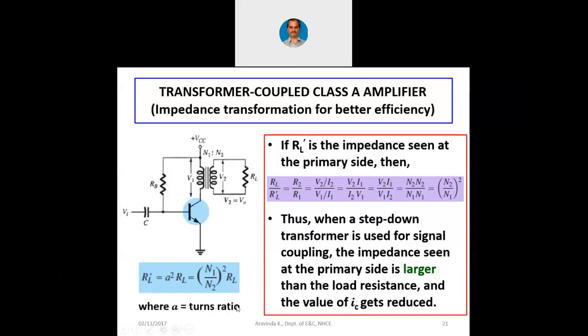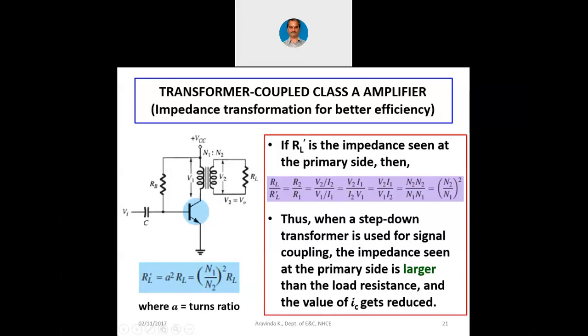When alpha is N1 by N2, we generally say turns ratio 1:10 means 1 by 10. 1:10 means primary side 1 turn, secondary side 10 turns. So here 1:10 is nothing but 1 by 10. In the same way, N1 by N2 is N1:N2, so that way N1 by N2 is the turns ratio. We know that RL dash is N1 by N2 whole squared into RL, or alpha squared into RL.